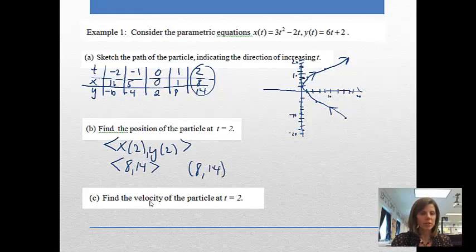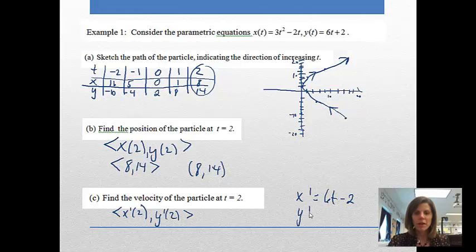The next one says to find the velocity of the particle at t equals 2. If we're looking for the velocity, what we are going to do is just take the derivative. So it's going to be x prime of 2, y prime of 2. I'm going to do a little side trip. The derivative of x will be 6t minus 2, and the derivative of y will be 6. So when I plug 2 into this equation, I'll get 10. And for y, I can't even plug anything in, I'll just get 6. So that is the velocity at t equals 2 with respect to x and y.